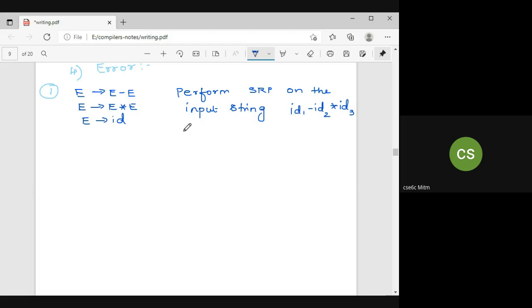You need not worry here that you don't have a matching ID1, ID2 or ID3. This is only to distinguish the positions of each of the identifiers. And each ID can be matched with the same production E goes to ID. We don't distinguish between 1, 2, and 3 in the rule of the grammar. For everything, it is the same. So we start with the initial configuration.